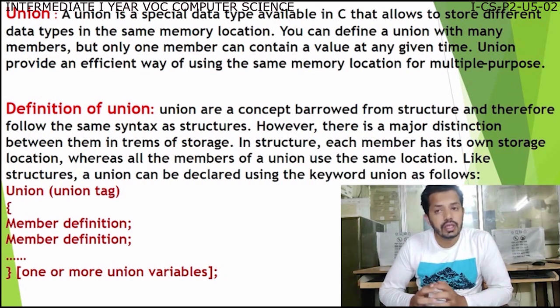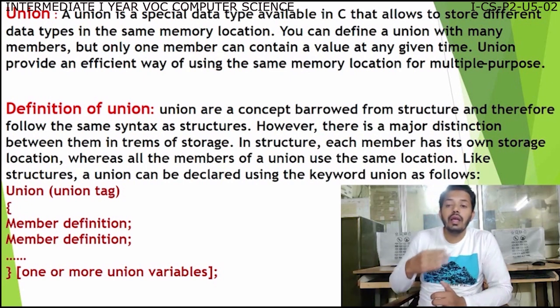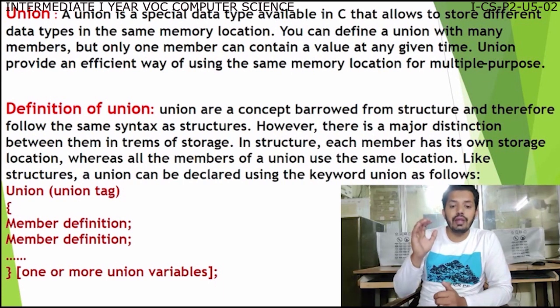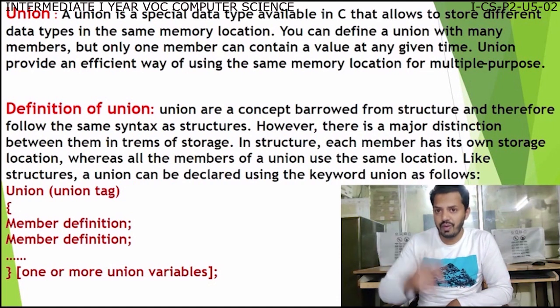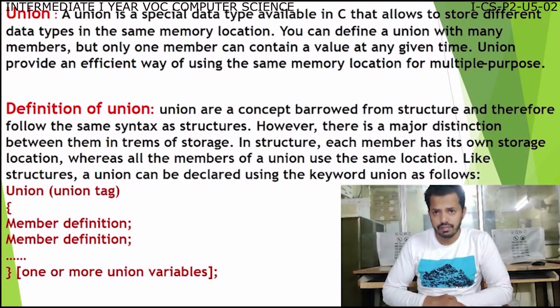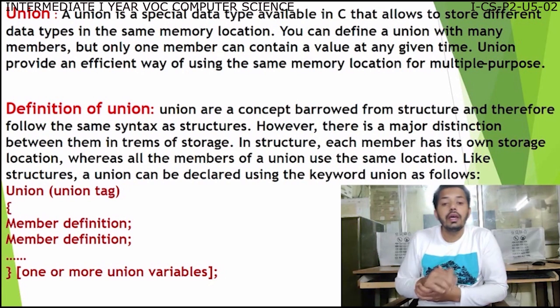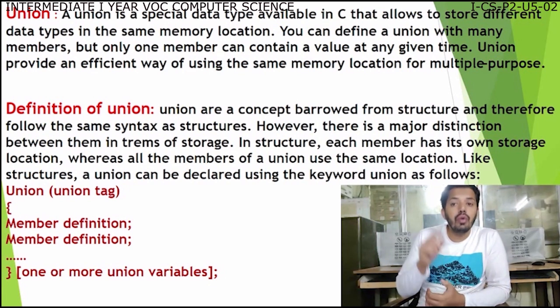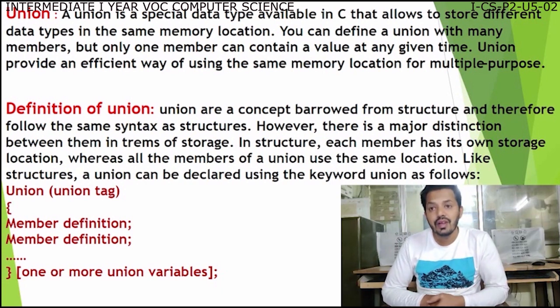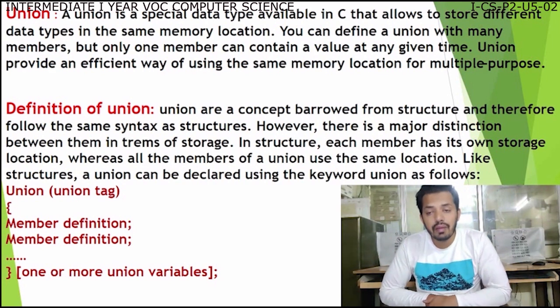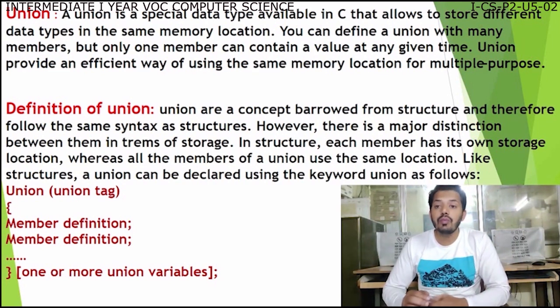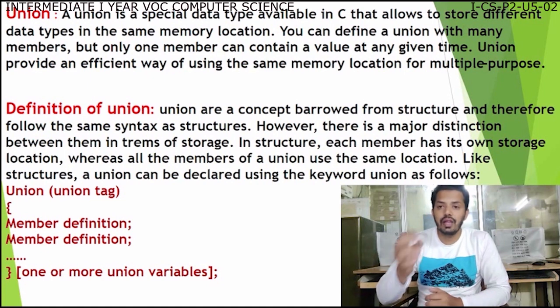Union is a special data type available. By using this data type, we are allowed to store different data types in the same memory location, not in different memory locations. We define a union with many members, but only one member can contain a value at a given time, not more than one.